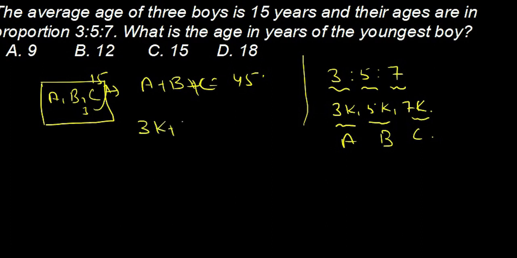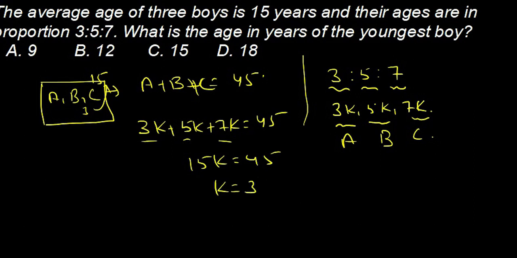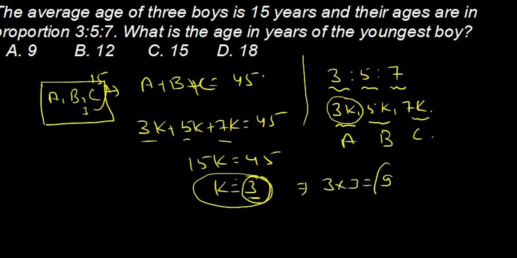3k plus 5k plus 7k and the total is given to you as 45. 3 plus 5 is 8, 8 plus 7 is 15k is equal to 45. So value of k is what? 3. Now what is the age of the youngest boy? Now who is the youngest boy? 3k is obviously the youngest boy and value of k is what? 3. So 3 into 3 is what? 9. So the youngest boy is going to be 9 years old. Okay.